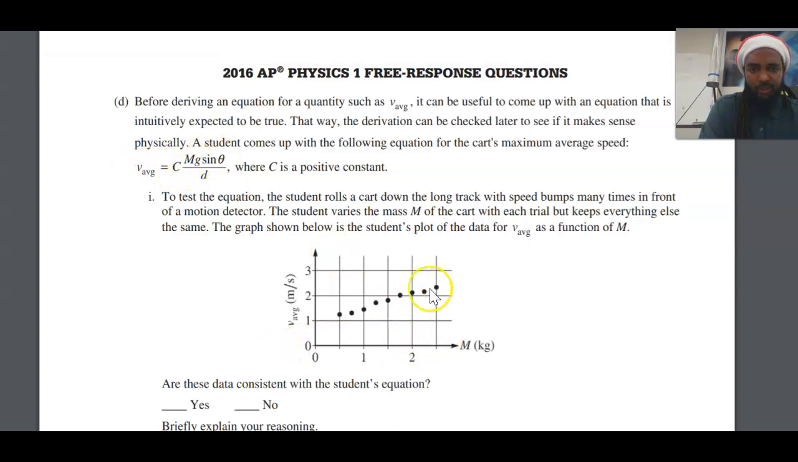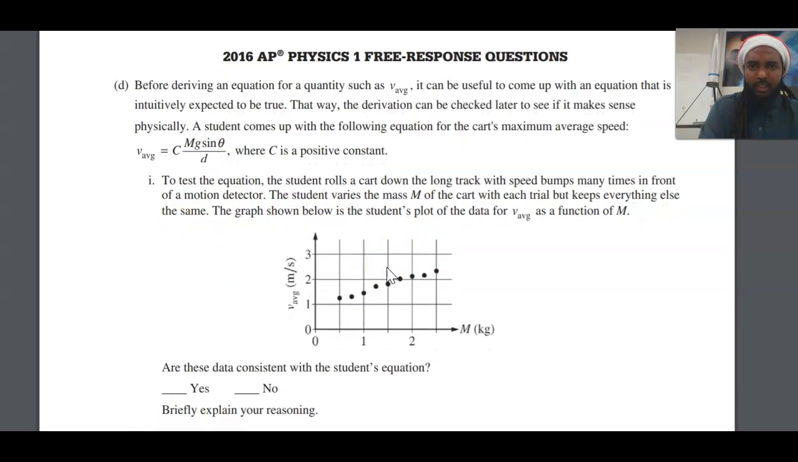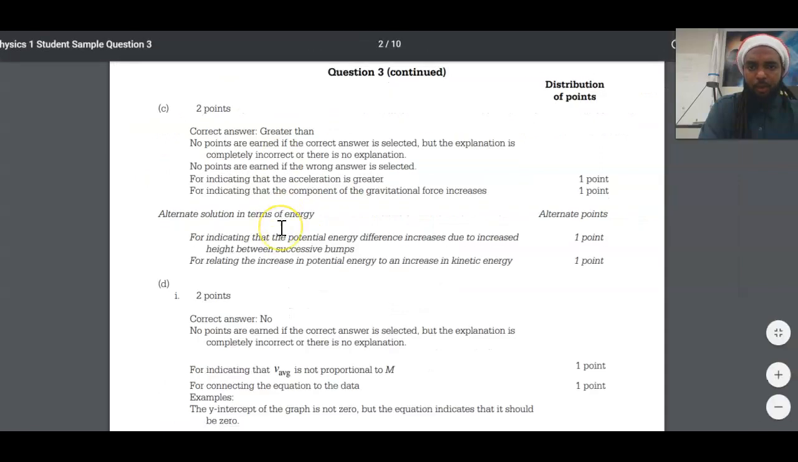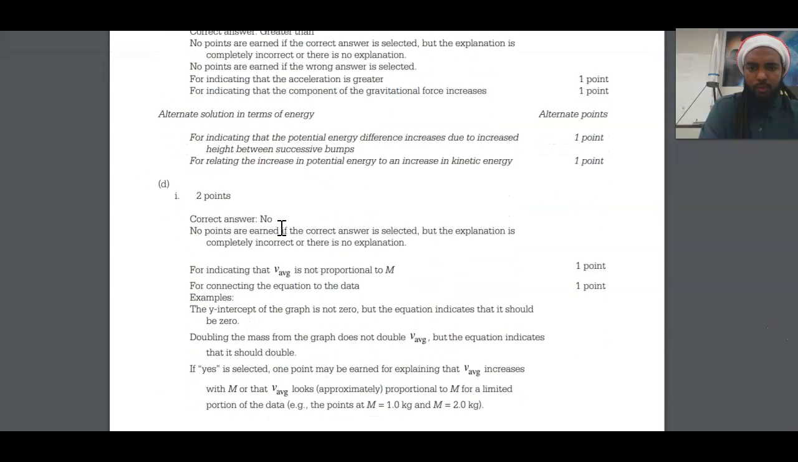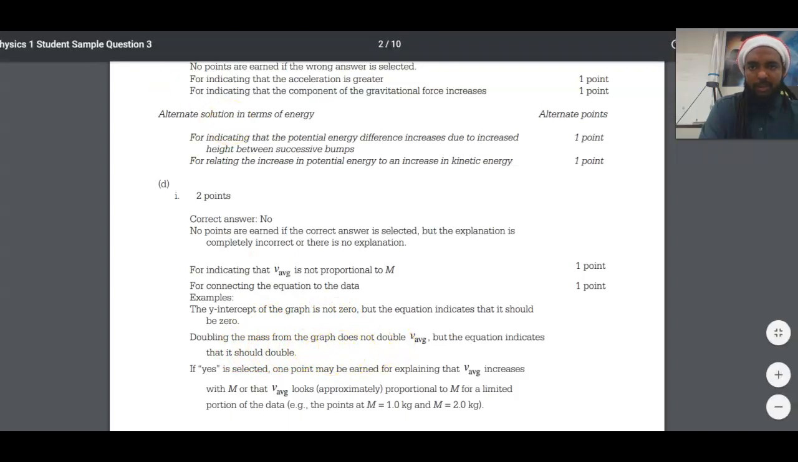When M is 0, it does not appear that V average would be 0, and when M doubles from 1 to 2, the value does not double. It goes from about 1.5 to about 2. So the answer would be no with that explanation. Now that said, you do get 1 point out of 2 if yes is selected, if you explain that V average increases with M. However, they wanted you to say that either the y-intercept is not 0 or that it doesn't double as it should. V average doesn't double when mass is doubled.